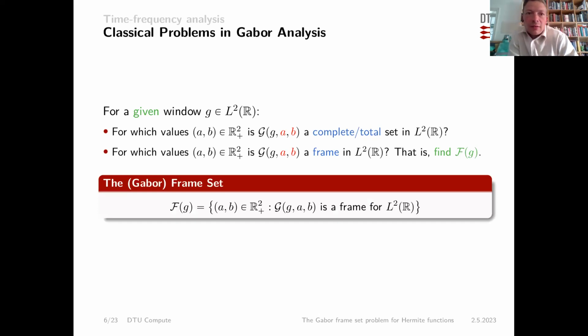So that is actually the frame set problem, that is finding F of G. And F of G here is the set of points A, B, for which the corresponding Gabor system is a frame for L2 on R.